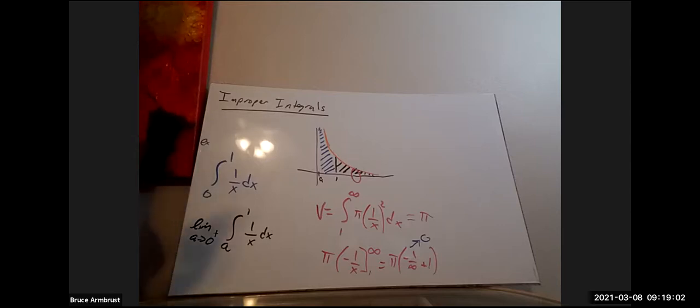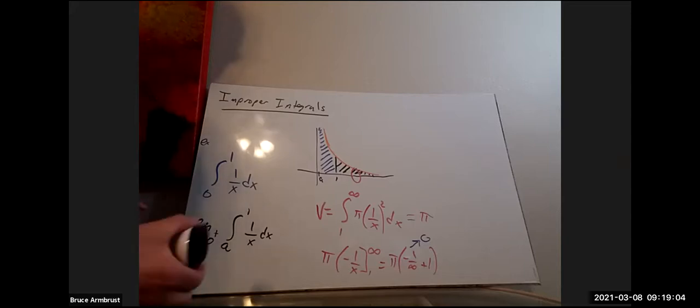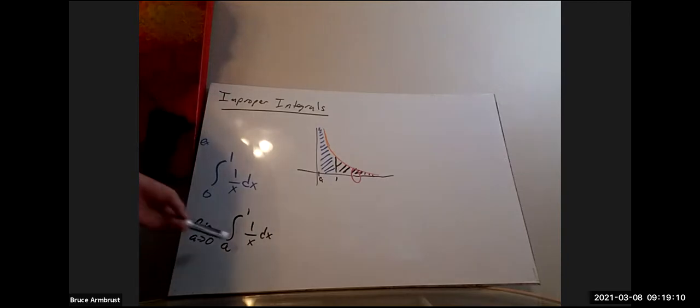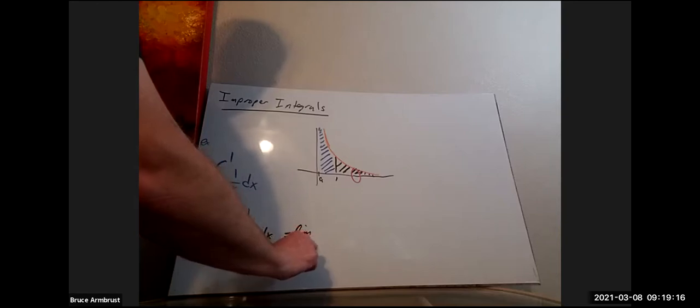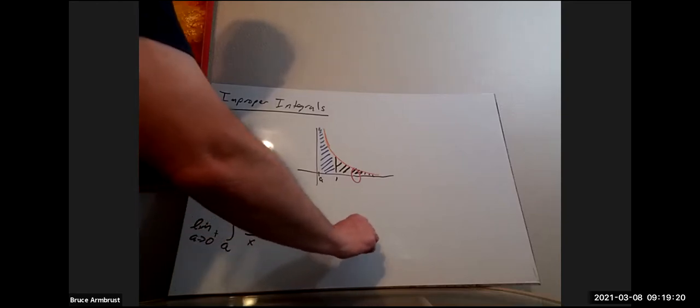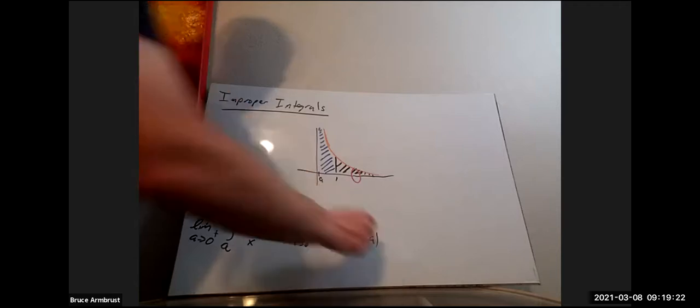All right, well, now in terms of actually doing it, we're going to do what we've always done. So this guy's going to give us 1 over x. Its integral, again, is the natural log. So it's going to be the limit as a goes to 0 from the right of the natural log of 1 minus the natural log of a.